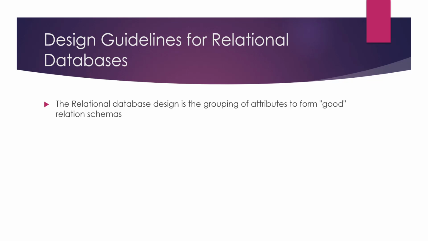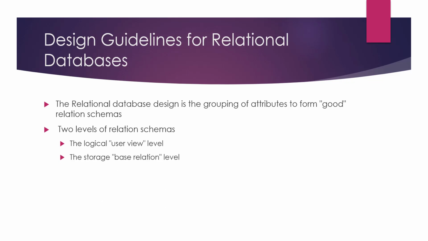and that will be our relation schemas. Now, for our relation schemas, we have two levels. One level is the logical level or conceptual level, which is how the user interprets and views the relation schemas and the meaning of their attributes. The other level is the storage or base relation level, which is how we are physically storing our data in our tables, how we are physically storing our tuples, and how we are updating them in our system.